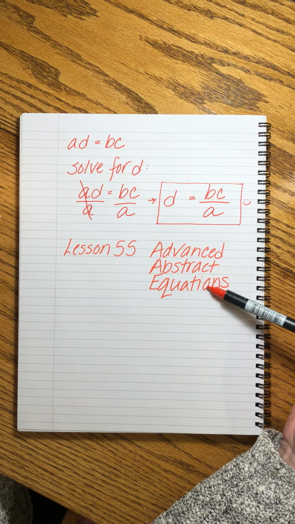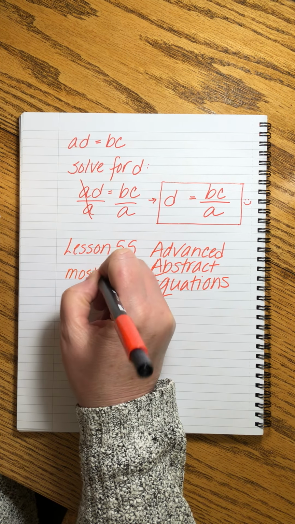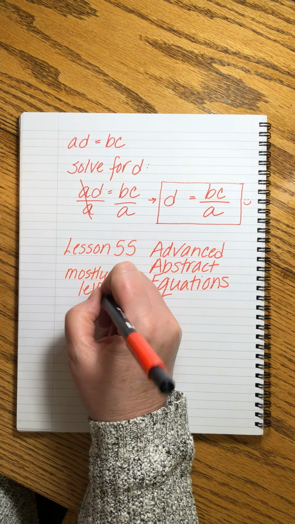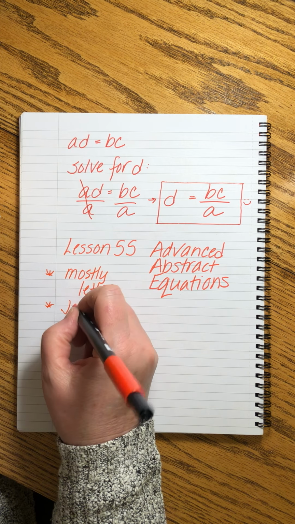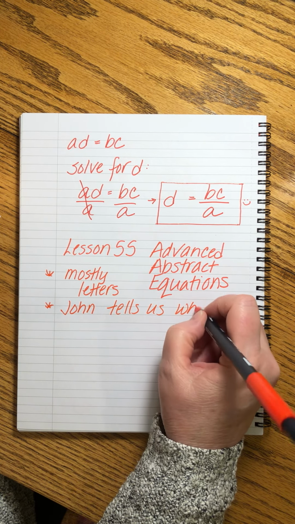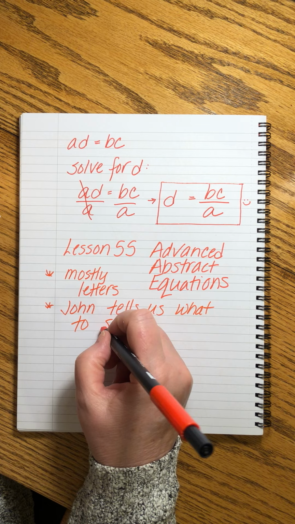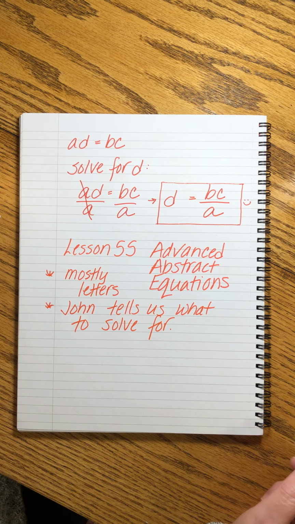Remember, with abstract equations, we're dealing with mostly letters. There might be a few numbers thrown in, and John has to tell us what to solve for. If he didn't tell us, or someone didn't tell us, we would have no way of knowing what to do because it's just alphabet soup, right? I think that's all I need to say.